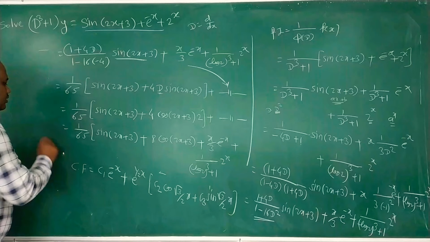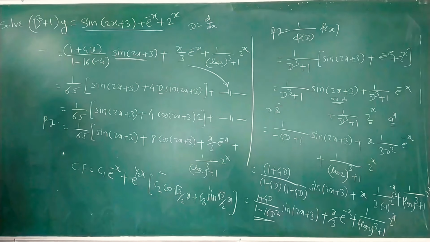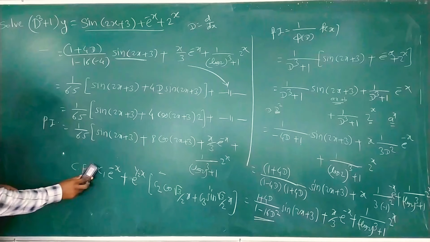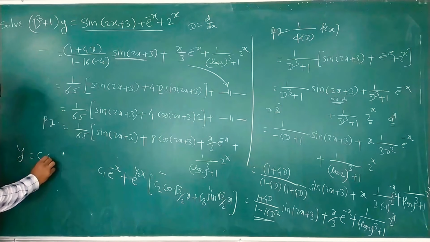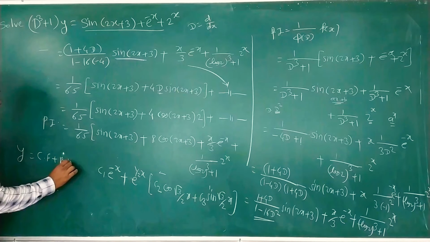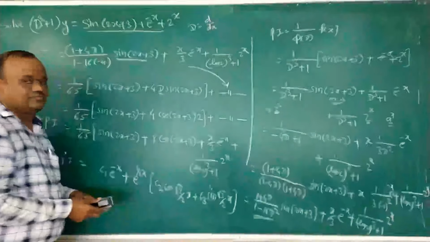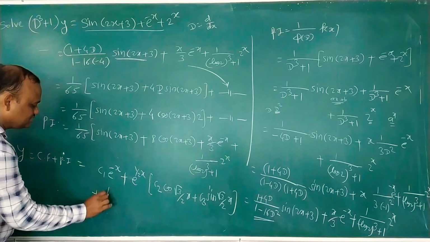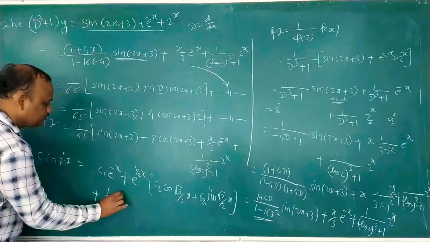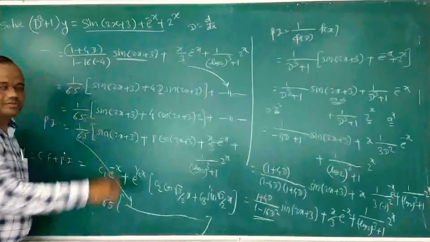So this is the particular integral, and now we have to write the final solution. So what is the final solution? You know that y is equal to CF plus PI. Now, what is the complementary function? The complementary function is this, and in the complementary function add the PI, that is plus 1 by 65 into, you write this here.